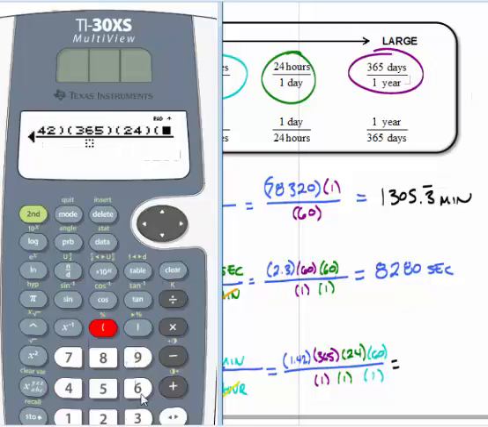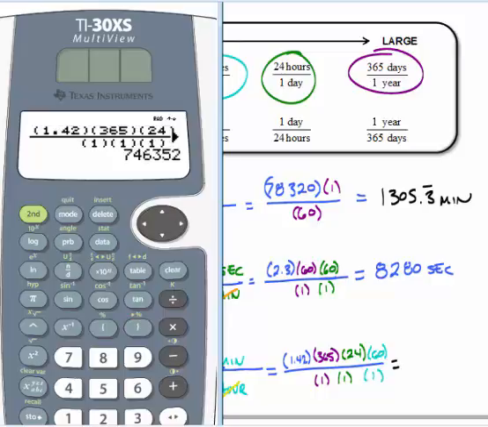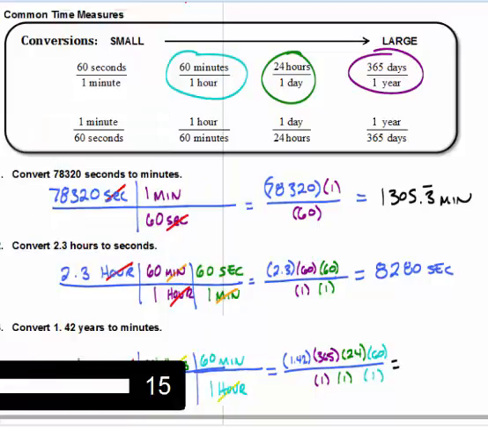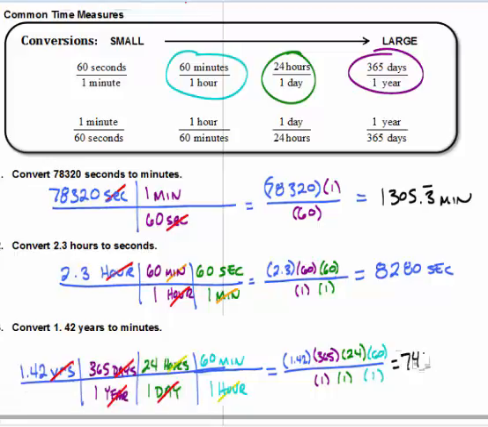And then the denominator will put 1, 1, 1. Press enter. That basically tells us 746,352. So that's 746,352 minutes.